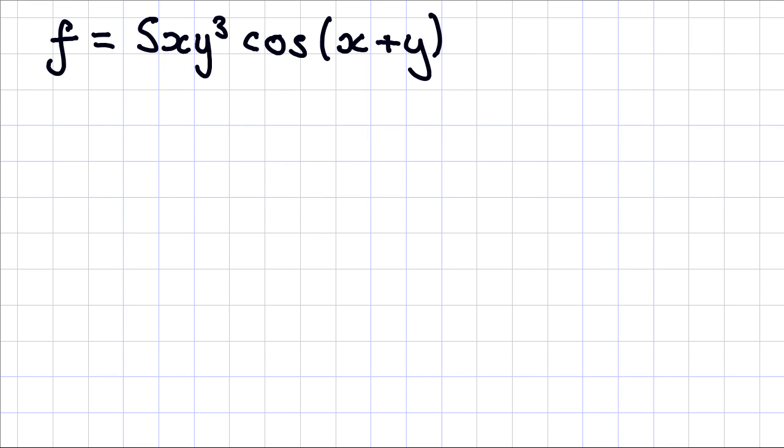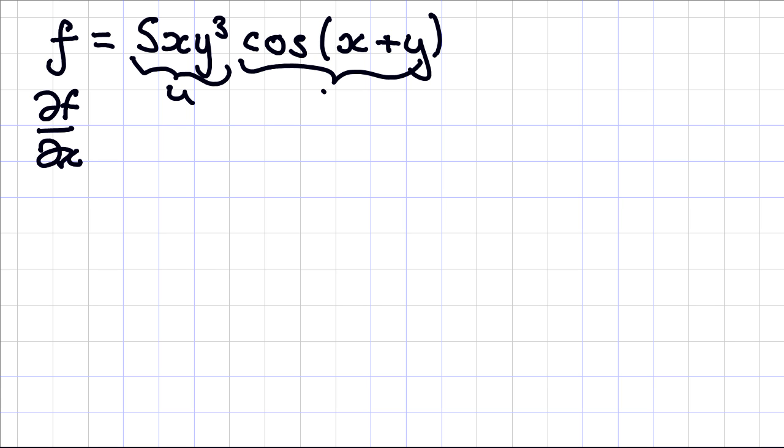Here we're going to try and take the partial derivatives of a slightly more complicated function. So here we're going to have to use both the product rule and the chain rule. So let's start with the x derivative, df dx. So first of all, I need to split the function up into a u and a v.